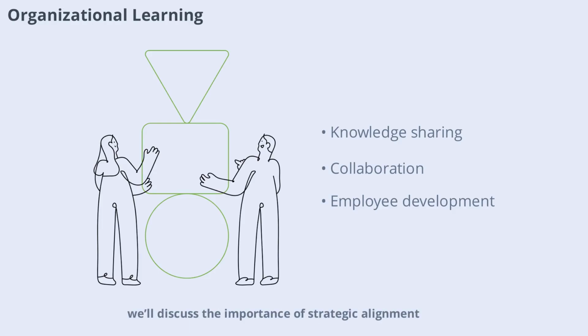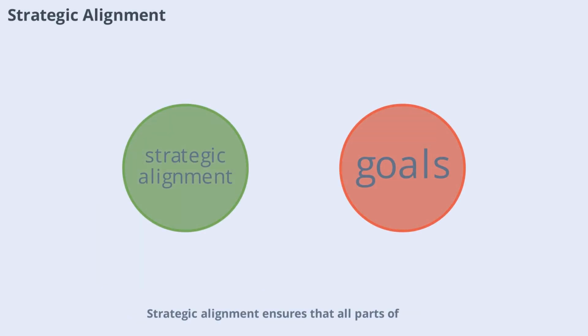Next, we'll discuss the importance of strategic alignment. Strategic alignment ensures that all parts of an organization are working toward common goals. This includes aligning resources, processes, and people with the company's strategy. Clear communication and shared objectives are essential for alignment. Organizations with strong alignment are more likely to achieve their strategic goals.